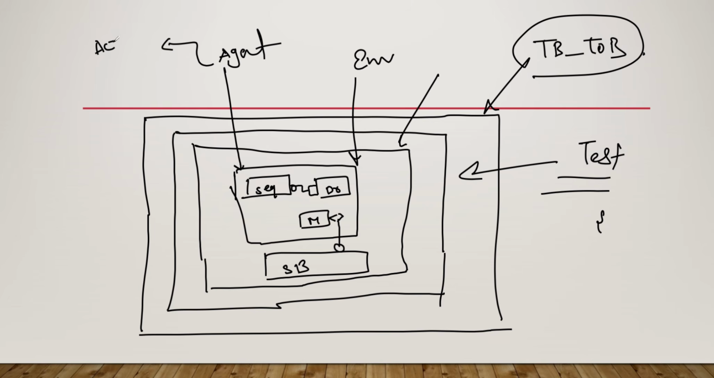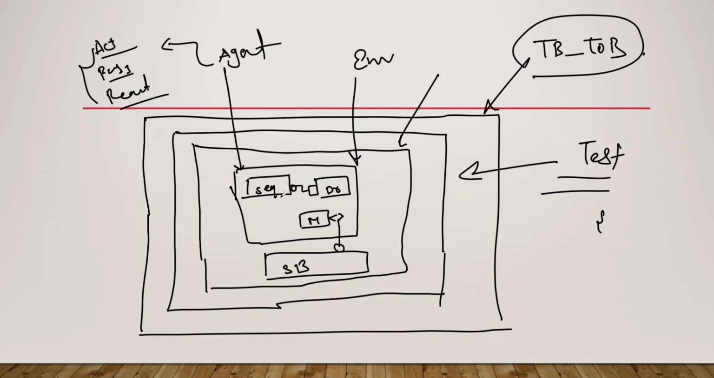One is active agent, another is passive agent, and the third one is reactive agent. We will make a separate session on this, okay. For now, you can consider that we have three kinds of agent: active agent, passive agent and reactive agent. So we are right now considering an active agent.